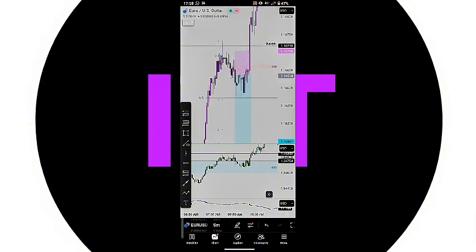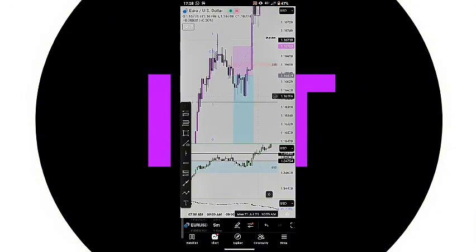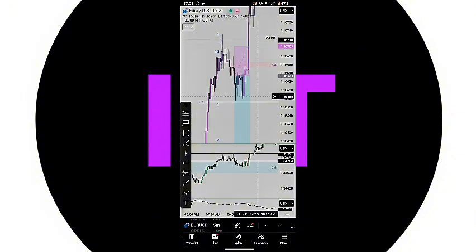So I considered this to be a valid setup to take, but when price returned, I started gyrating right here during the 9 a.m., which is the 4-hour candle open. I should have been more careful.